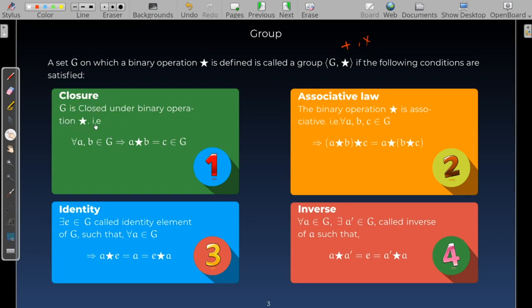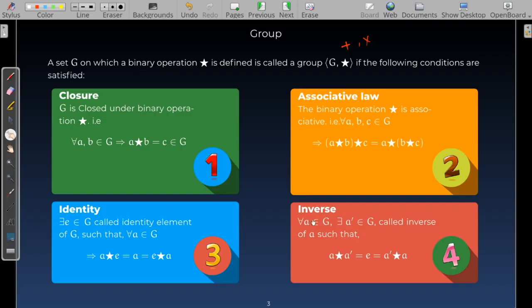It means that under this binary operation star, this group must be closed. What I mean by that is for all A, B element of G, A star B should also be in G. It must satisfy the associative law. What I mean by associative law is that (A star B) star C should be equal to A star (B star C). So it doesn't really matter which operation you do first, the result is going to be the same. Then there must be an identity element E in the group such that A star E is equal to A, or E star A is equal to A.